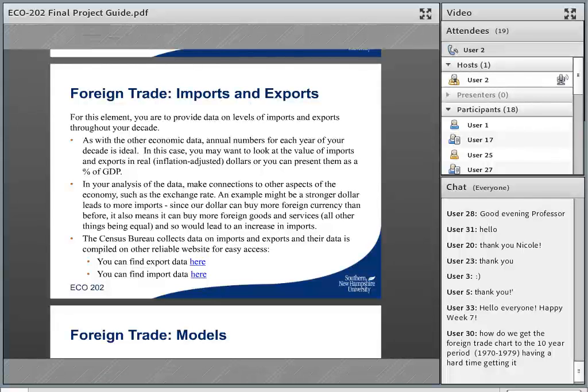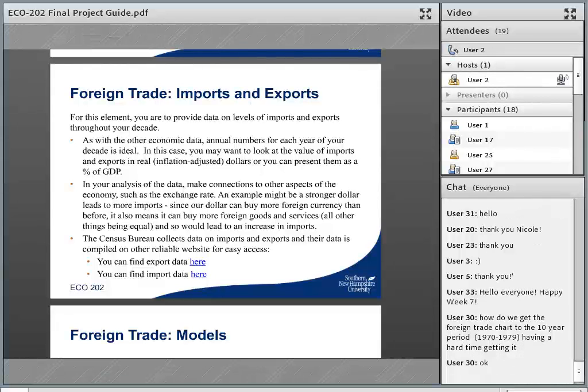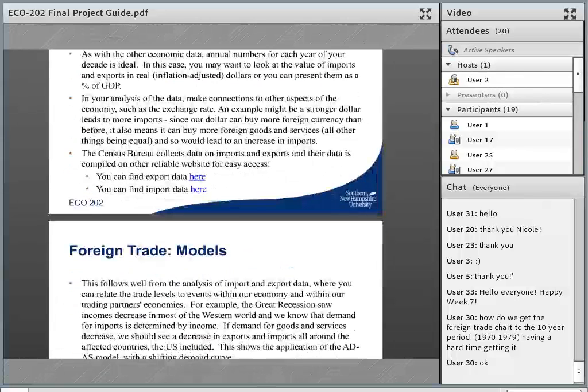In your analysis of the data, you're going to make connections to other aspects of the economy, such as the exchange rate. We've got a quick explanation here of how exchange rate might impact trade, and other things impact trade too, which you'll get into on the next element. Basically, you're going to show your data, and just like you did with those other elements from milestone 1, you're going to give a little explanation of why we see the movements that we see.